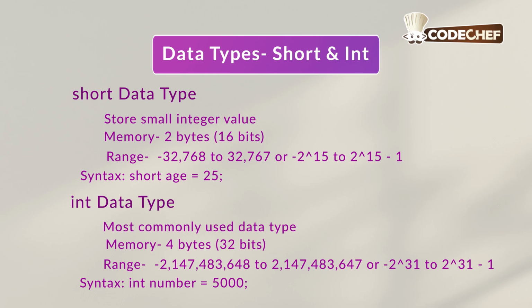So generally we use short when we want to store small integer values and want to save memory, and we use int for most integer calculations or when larger values are expected. Let's understand this with the help of an example on the CodeChef platform.